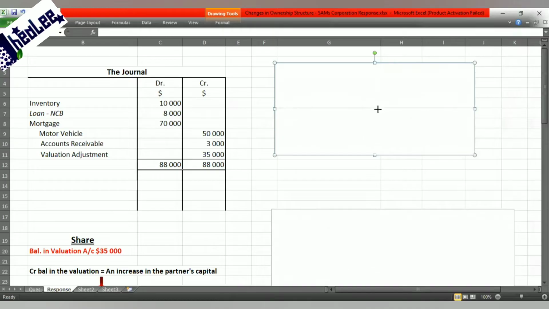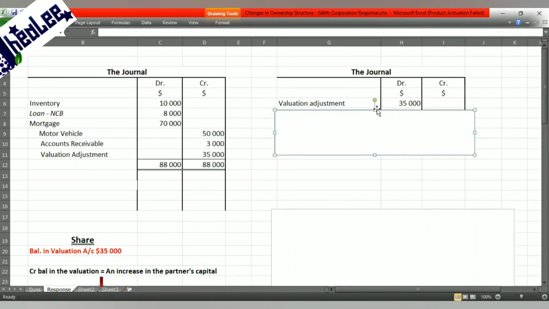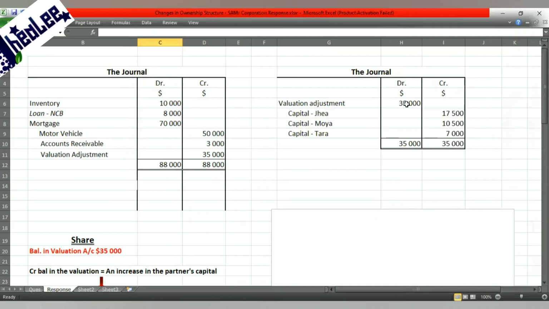So here is our journal. Our valuation adjustment account is debited with that 35,000, because this amount that was in the valuation adjustment on the credit side, you're now debiting the account because you're transferring that 35,000 over to your partner's capital account. And remember, that's an increase in the partner's worth, so therefore you are crediting J 17,500, Maya 10,500, and Tara 7,000. And when you're finished, you should get back the total of 35,000.